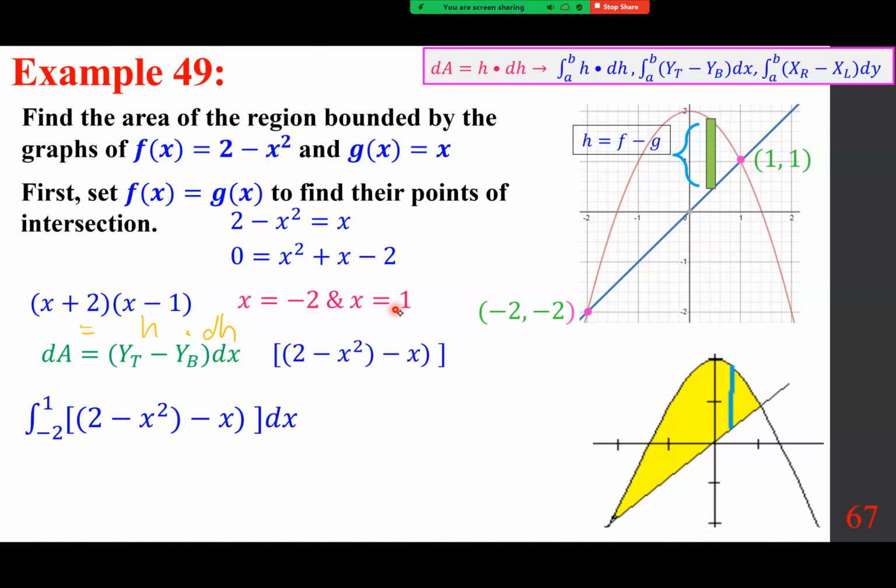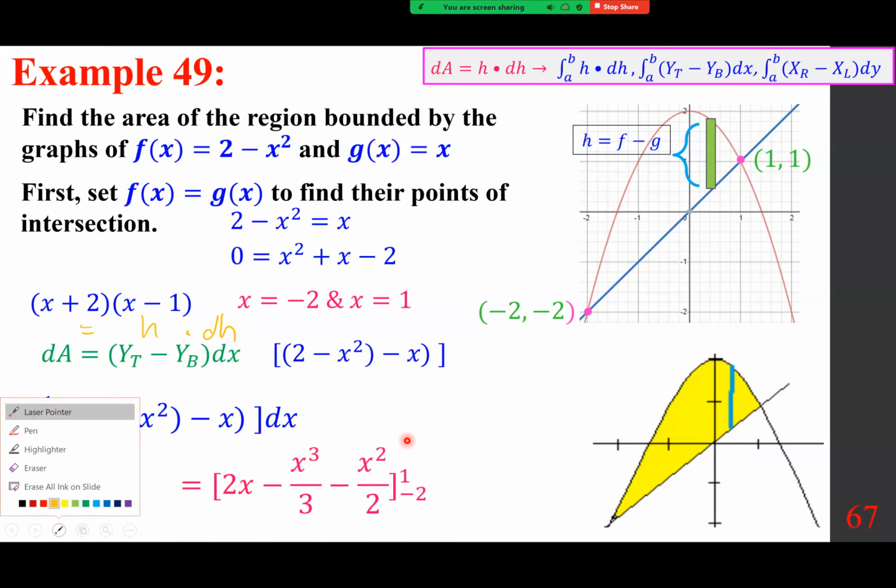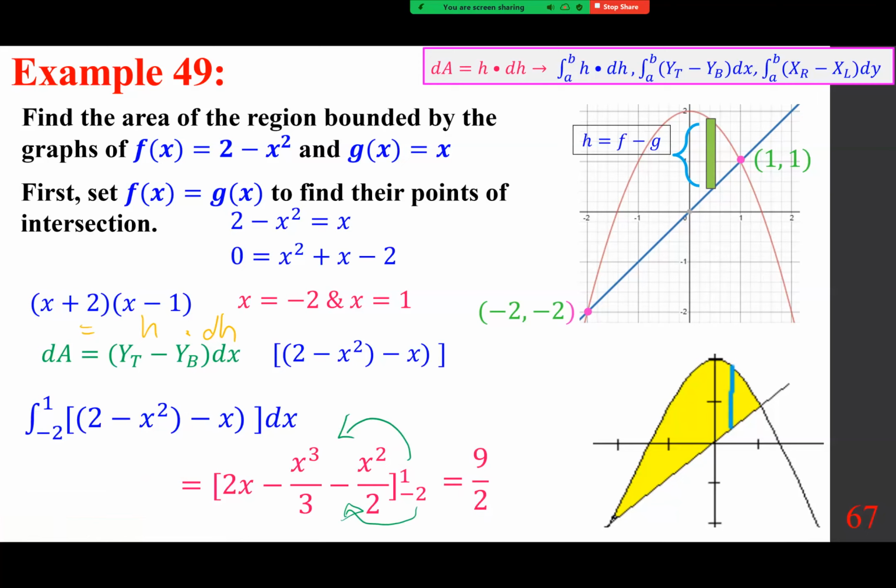And so this gives us 2x. This gives us minus 1/3 x cubed. This gives us minus 1/2 x squared from 2. And again, I'm going to leave it for everybody to do it on their own. So you plug in number 1, gives you some answer. Minus, you plug in -2, gives you some answer. And you come up with the answer here. Ends up being the same as the previous page.